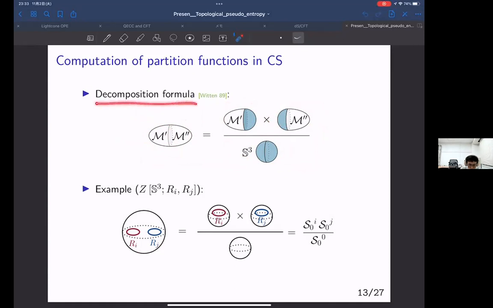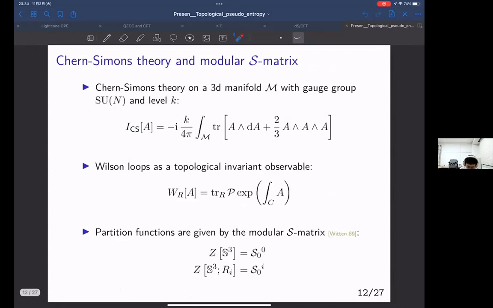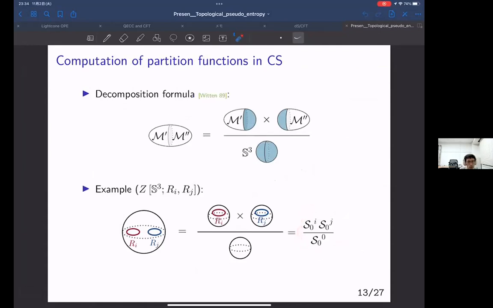So this is a kind of rule to calculate the partition functions in Chern-Simons theory. For example, the partition function with two Wilson loops on the three sphere can be calculated as follows. In the denominator, you have the three sphere partition function. In the numerator, you have the three sphere partition function with one Wilson loop Ri, and also another partition function with a Wilson loop. But we already know that the three sphere partition function is S00, and with a Wilson loop you have S0i, so you end up with this one. This is very easy, and you can also calculate the partition function with n Wilson loops if you like.